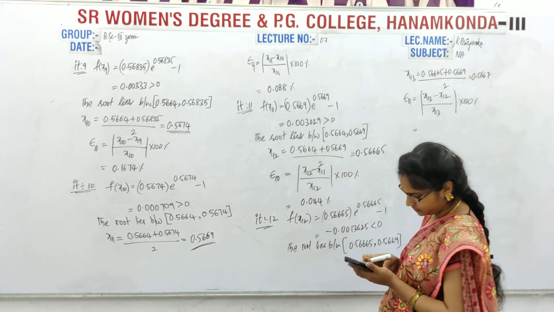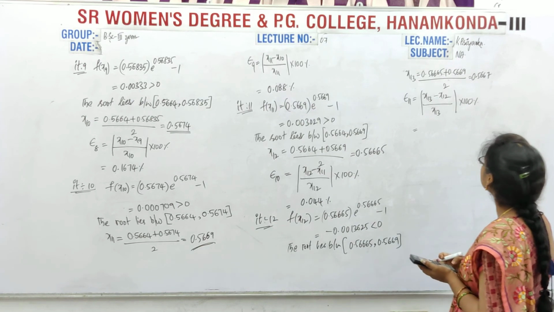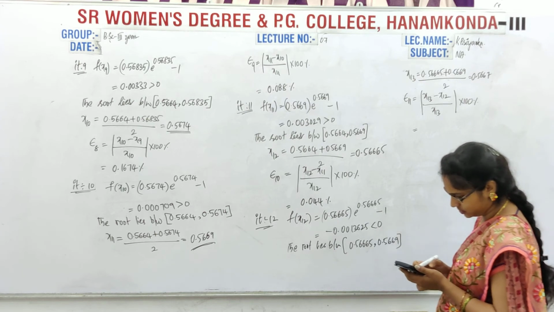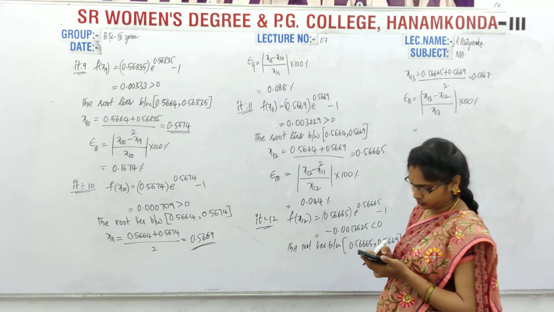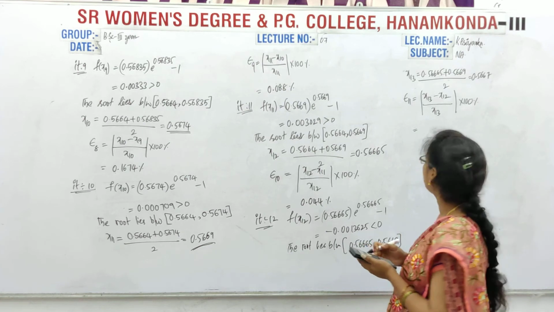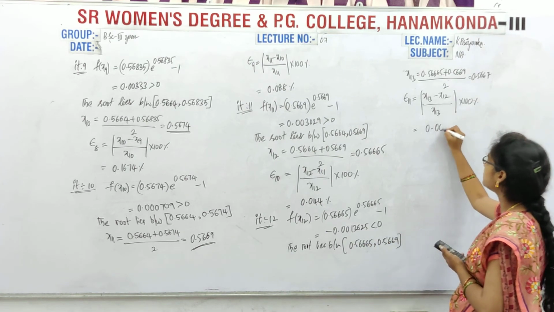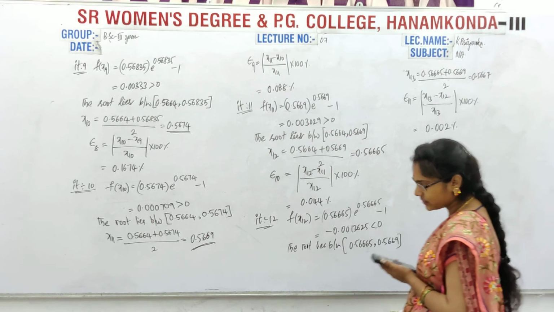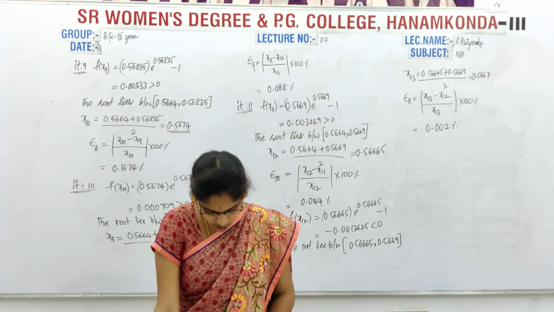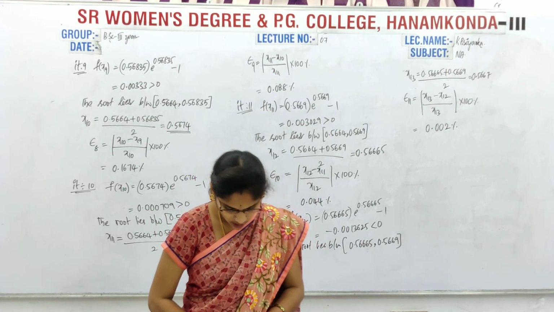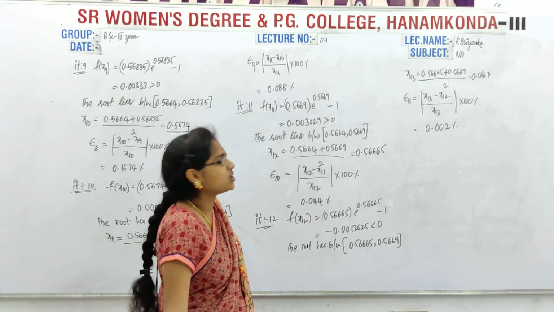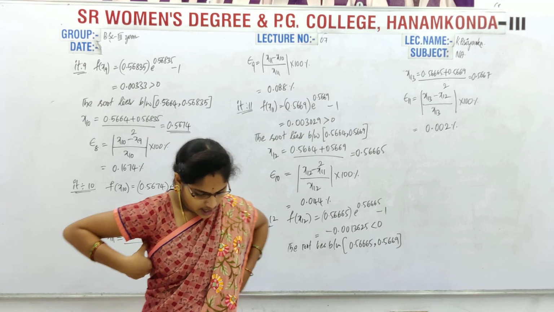Now 0.5667 minus 0.5665 divided by 0.5667, and it is into 100. So then what will we get here? 0.002 percentage. Okay, so now it is a very small error. So the error is nothing but 0.002. Now write down.